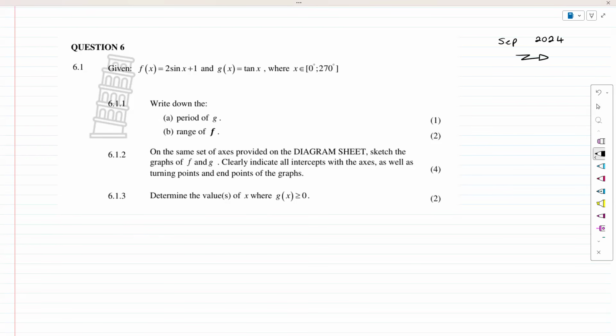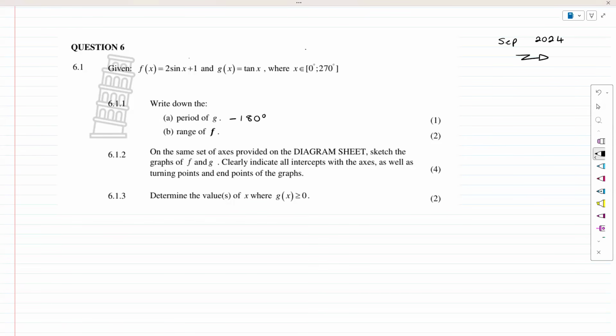So yeah, we got a sine graph, we got a tan graph. They gave us a restriction. Write down the period of G. Now, guys, the period of G, the tan graph period is always 180, unless there's a problem. But generally, tan always has a period of 180. You just have to memorize that. Write down the range of F.